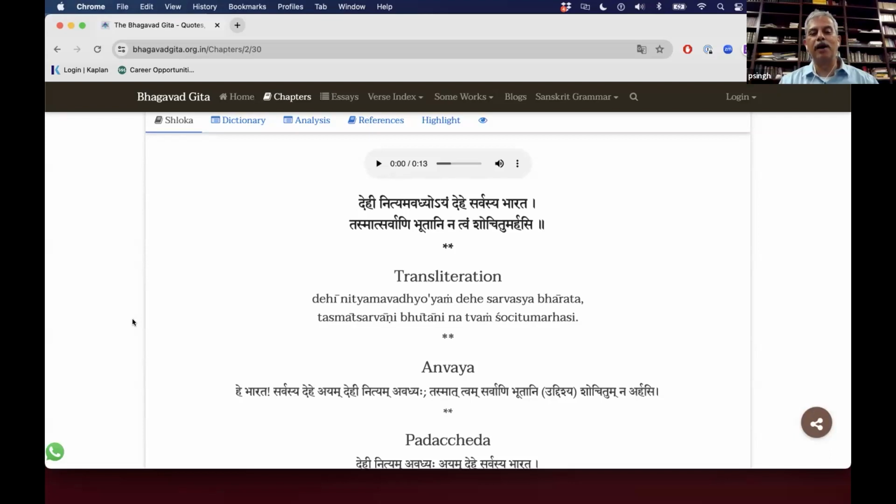Dehe sarvasya bharata. Yes, open, take your time. This Sanskrit gives you that. Tasmat sarvani bhutani. Tasmat sarvani bhutani. Slowly, there's no rush. Tasmat sarvani bhutani. Very nice. Natvam shochitum arhasi. Very nice. Now let's play the master, Swami Brahmanandji.